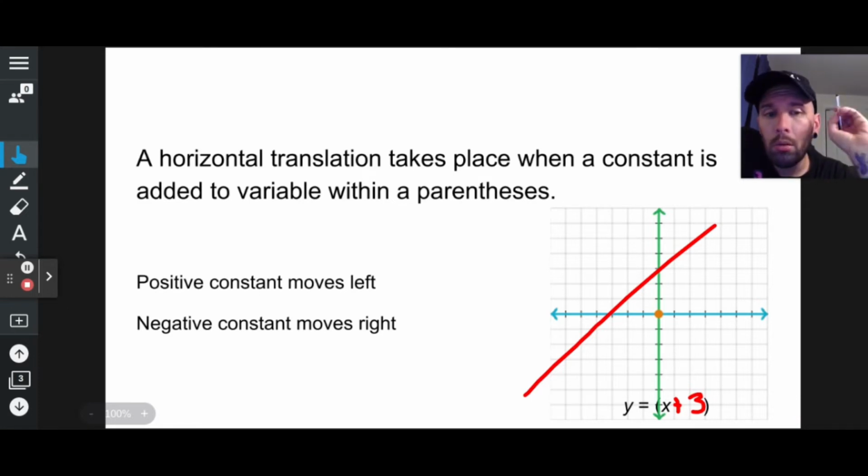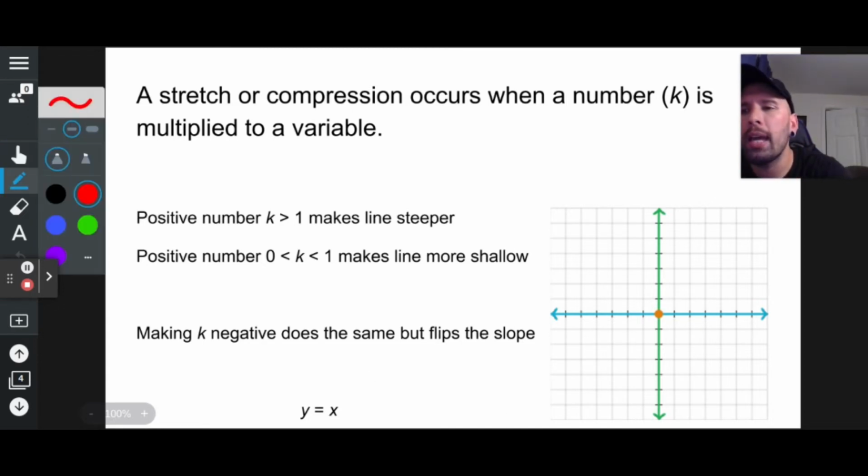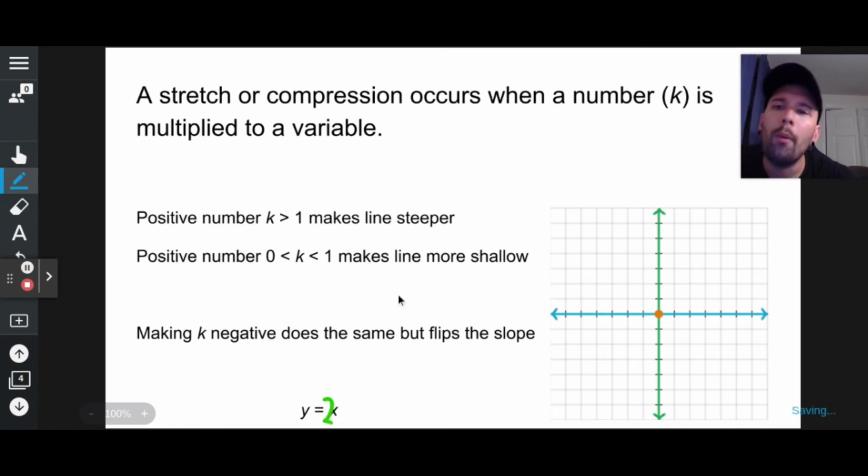Okay. Now, what if I wanted to make it steeper or more shallow? Well, the number in front of x is a slope. Okay, and what we're going to do is we're going to manipulate the slope to have it do whatever I want. Now, this is called a stretch or a compression. If I were to take a number and multiply it to my variable x, in other words, my slope. Okay, if I were to put a 2 in front of this, that would be a positive number that's being multiplied to my variable, and that's going to make my line steeper. That makes sense. A slope of 2 is steeper than the slope of invisible 1.